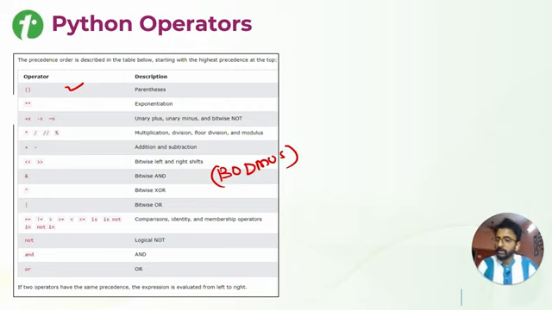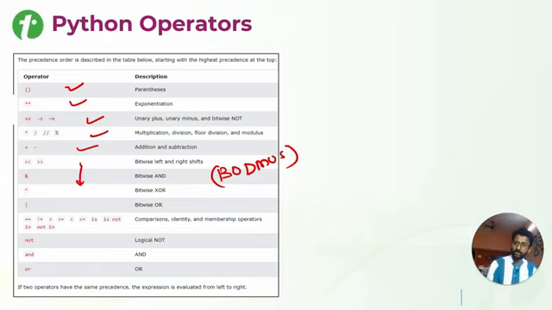And if inside your expression there are multiple operations to be performed, these are the priorities. First, you need to solve parentheses, then exponential, then unary plus, then multiplication, division, then addition, and so on. So this is the precedence order in which you have to solve your expression.